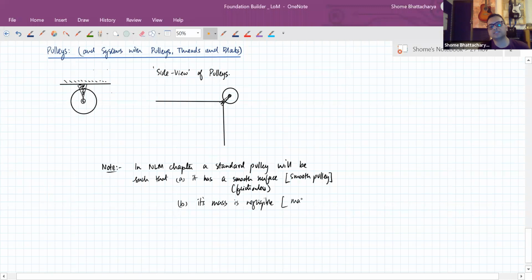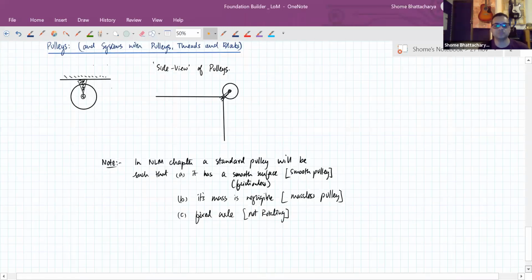What we call massless pulley. And third, it will have a fixed axle. That means it is not rotating about the axle. Now, before you note all this down, let me explain what this means.